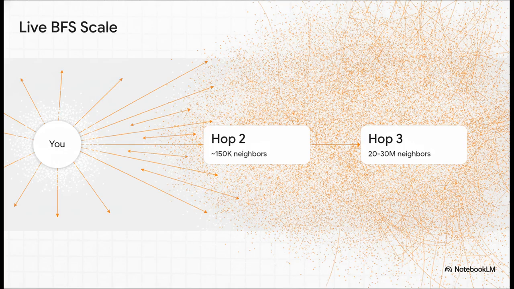Let's just mentally walk through a naive live breadth first search, or BFS traversal. Imagine you're right there at the center. At hop 1, you visit your immediate connections. Let's say that's a pretty reasonable 500 neighbors. Totally fine. But at hop 2, you have to visit the neighbors of all 500 of those people. Boom. That suddenly explodes to roughly 150,000 nodes. And at hop 3, things get completely out of hand. You're suddenly looking at loading the adjacency lists for 20 to 30 million nodes.